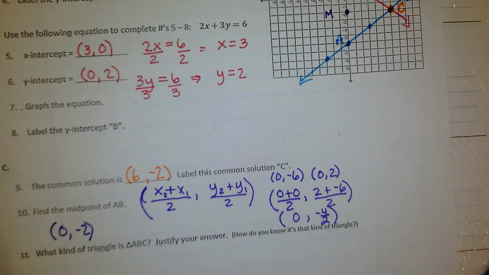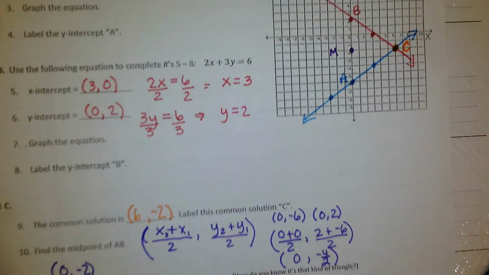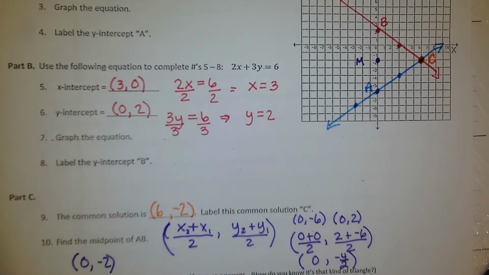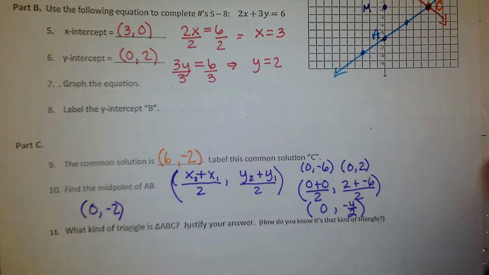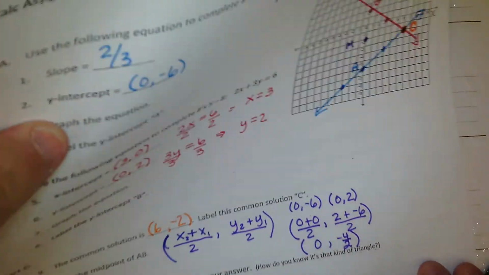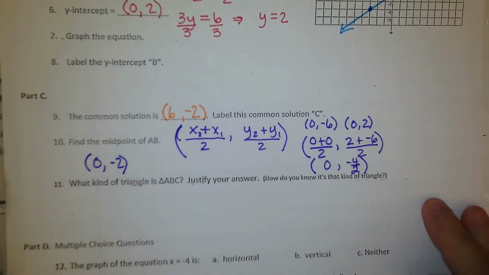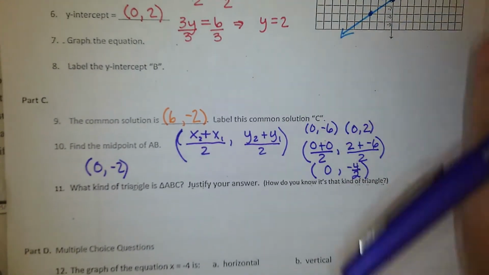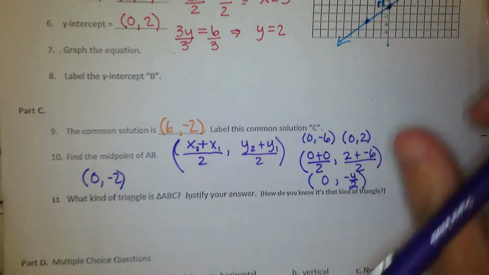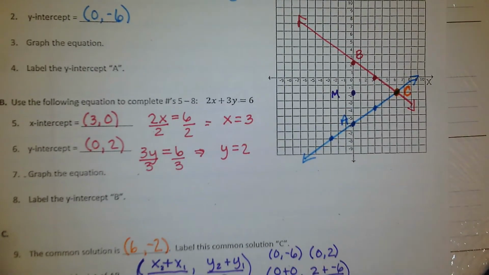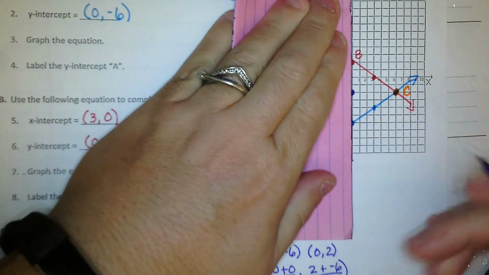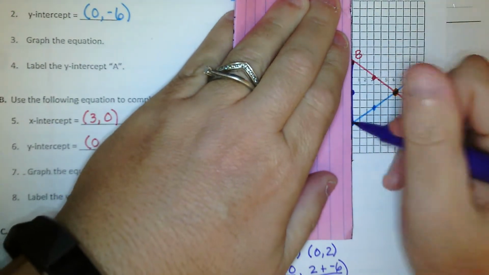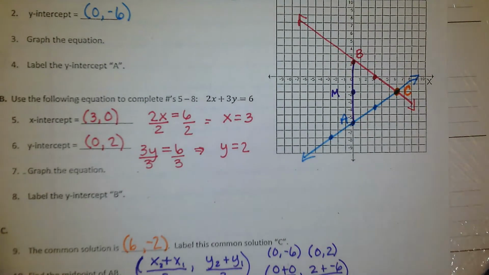Now, the next thing that we want to do is figure out what kind of triangle ABC is and justify it. Now, you can't just look at it and tell what kind it is. You have to actually do some math to justify it. So what we're going to do is take a look and just eyeball what kind we think it is, and then we can test from there. So I'm looking at this, and the only way to really classify a triangle is two ways.